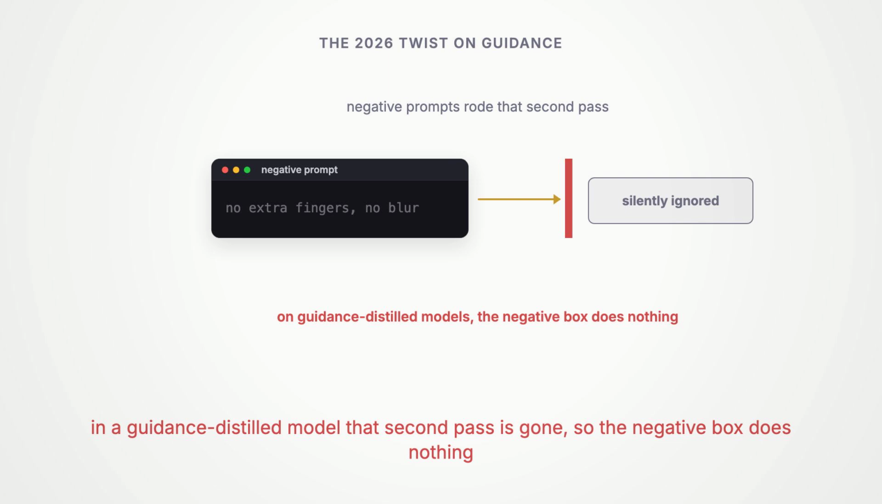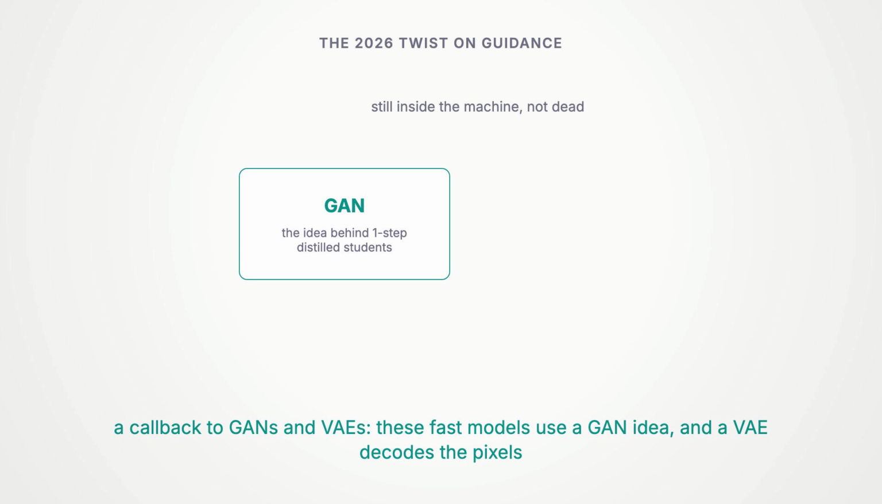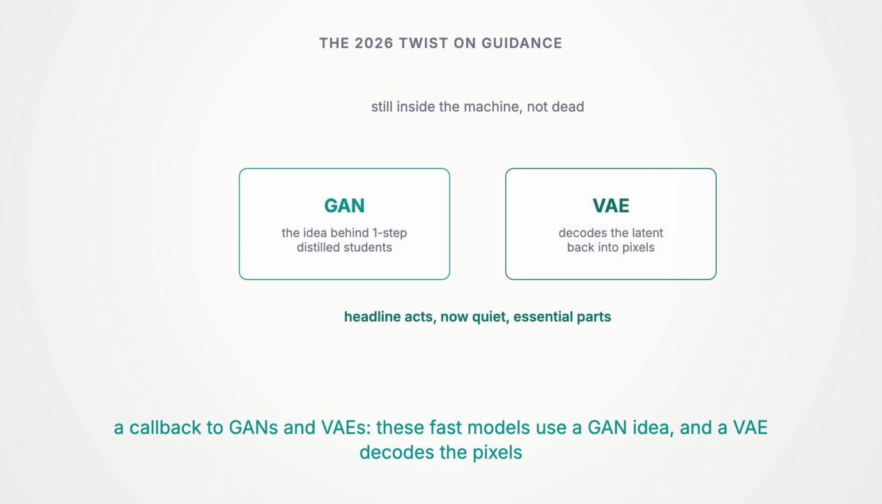Second, a quick callback to the GANs and VAEs episode where we made this exact point. These fast distilled models are built using an idea from GANs, and the compressor that turns your latent back into pixels is a VAE. Just as we said back then, neither is dead. They went from headline acts to essential parts working quietly inside the machine you use every day.